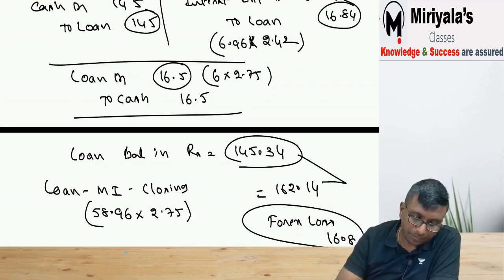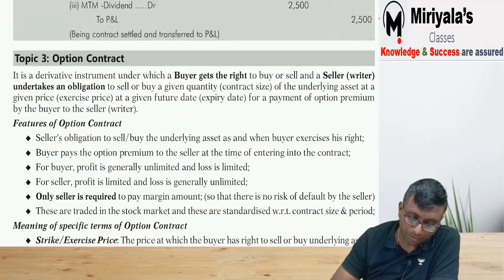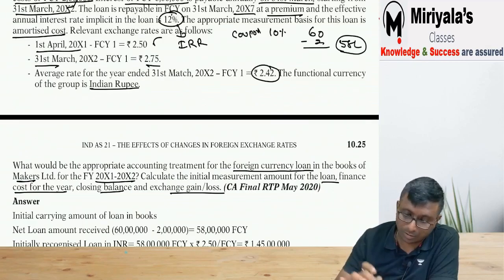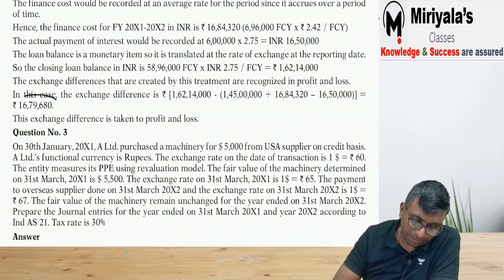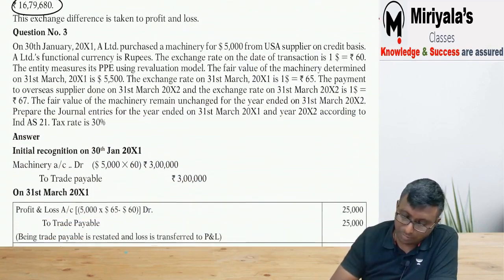So that is the simple one. Correct, na? Right. Where were we? Not this, I think this one. Yeah. Have you got 16 lakh 8? 16.8 or the 16.8? Yeah.